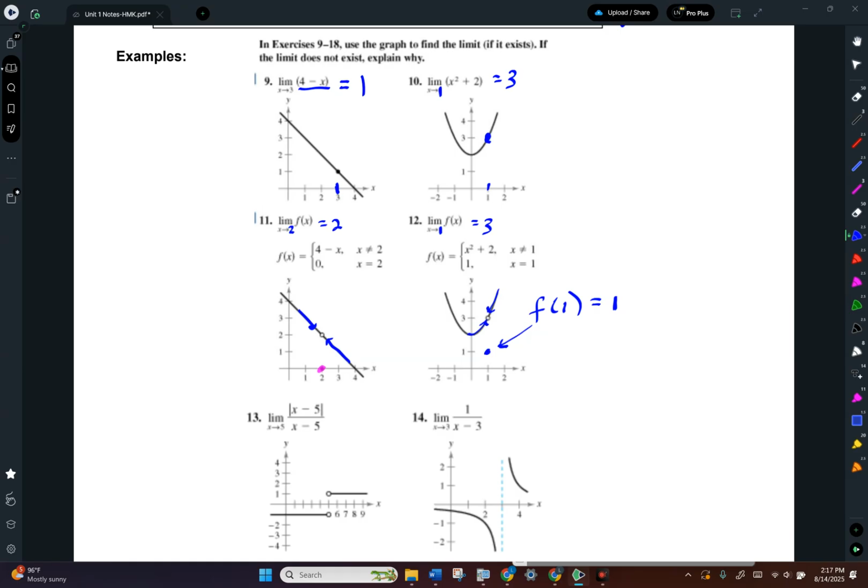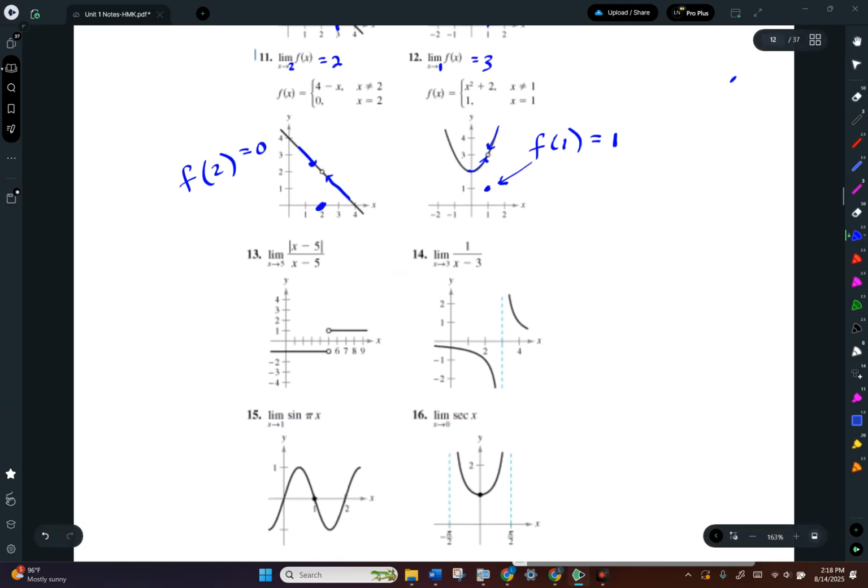Over here on number 11, the limit as x approaches 2 is 2. But I could have said, what is the value of f of 2? And we would have said, well, what is the actual y value when x equals 2? Well, the actual y value is 0, because the actual point is at (2, 0).